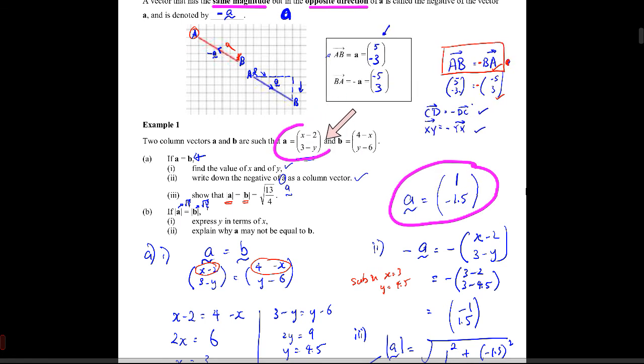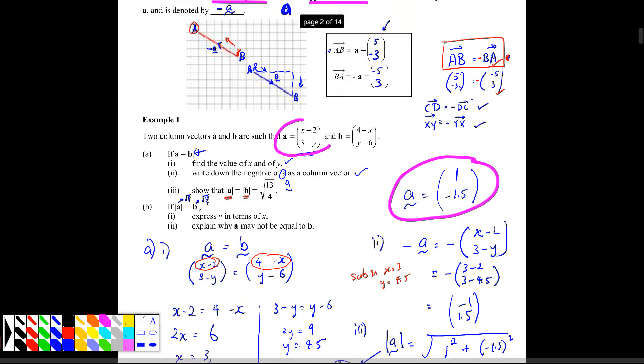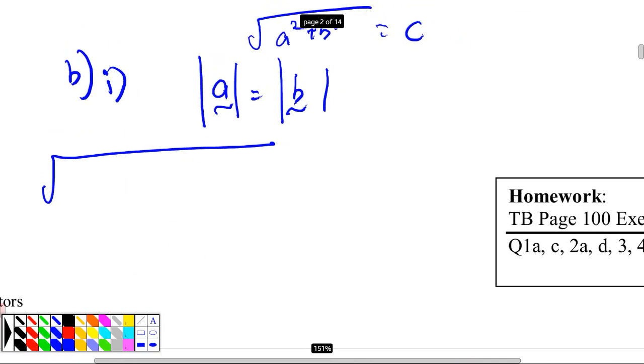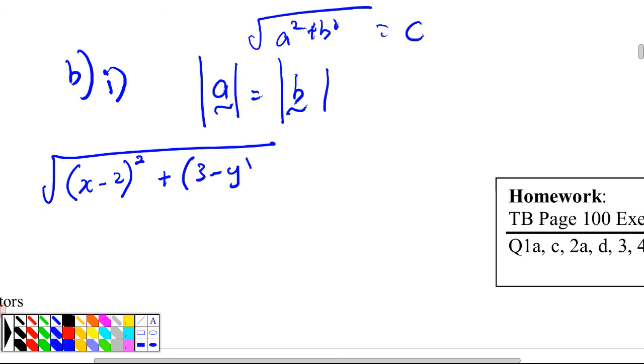Square root, x minus 2 square. Square root, bracket, the first number, square it, plus the second number, square it. So let's try. I will write x minus 2. This is the first number, right? I want to find magnitude. I take the first number square plus the second number square.